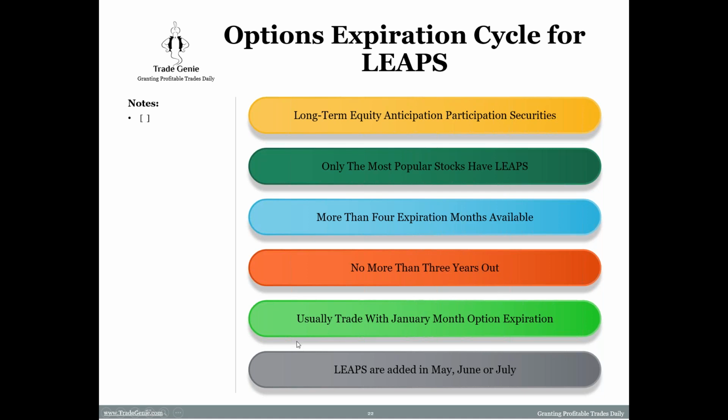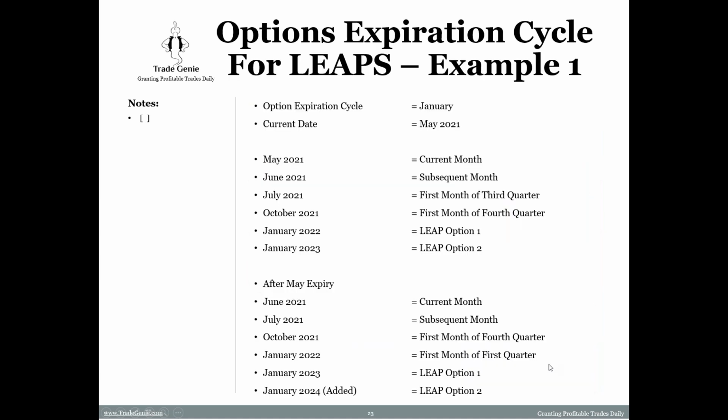So 3 years is enough. LEAPs usually trade with January month option expiration, so they start with the January option. And new LEAP months are added in May, June, or July. This is how it works.